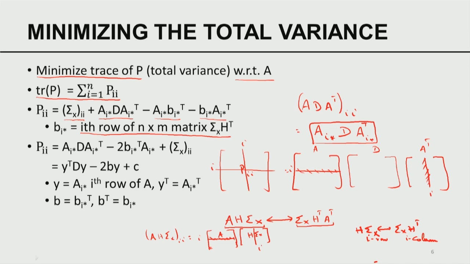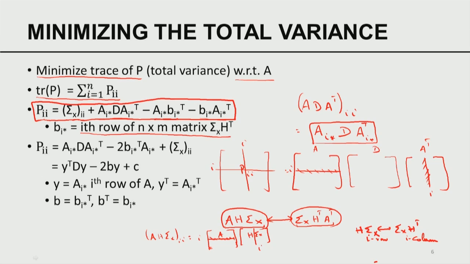Therefore, we can readily convince ourselves Ai star Bi star transpose and Bi star Ai star transpose are the ith elements of the matrices AH sigma X and sigma X H transpose A transpose. Therefore, the entire Pii is given by this expression. I want you to understand that this is how we extract the ith element of the matrix P. It is the sum of all the Pii's that gives you the trace.